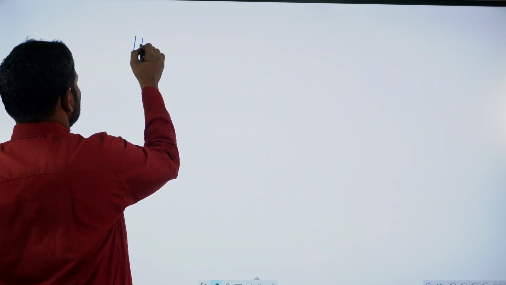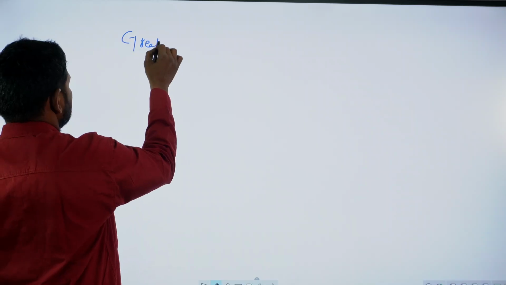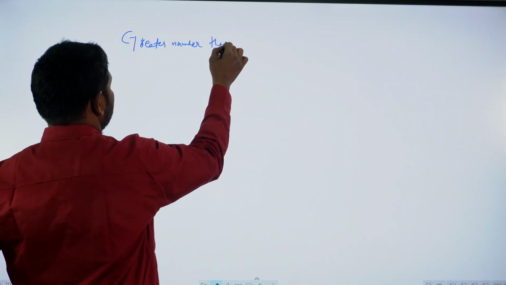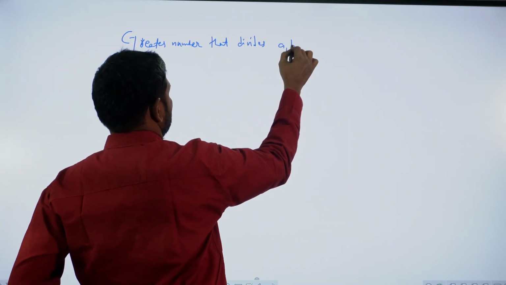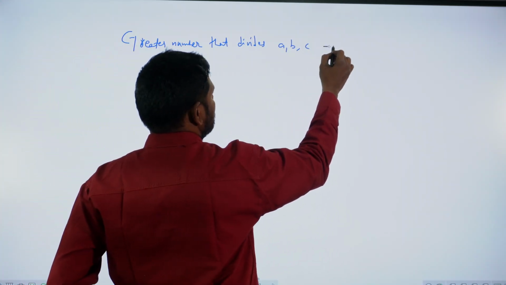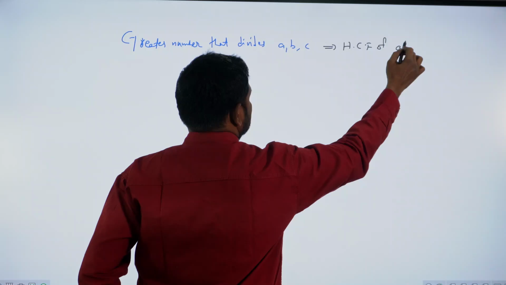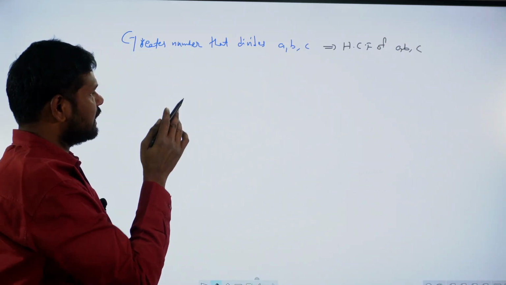Similarly, for HCF, suppose the greatest number that divides A comma B comma C. The question is framed like: greatest number that divides A comma B comma C. Then we go for the HCF of A comma B comma C. That's enough. That is the answer.